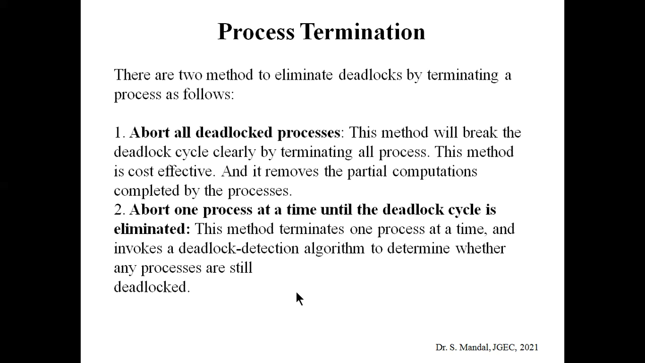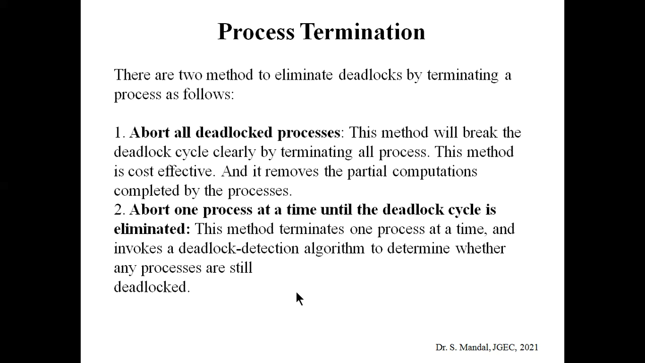Process termination, as the name suggests, means when a deadlock occurs, we can do two things. The first is to abort all the deadlocked processes. That means all the processes in deadlock condition will be terminated instantly. This method is very costly, and it removes all the partial computation completely from memory also.